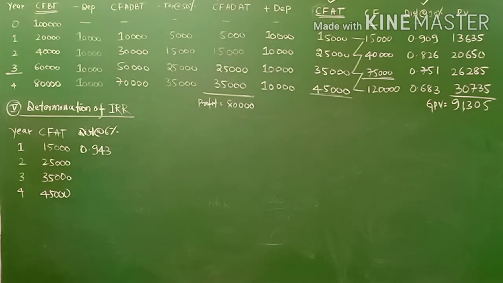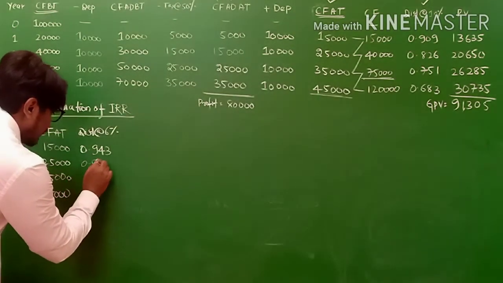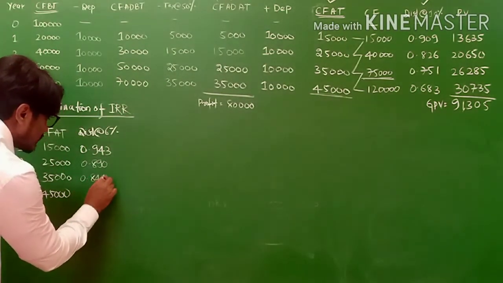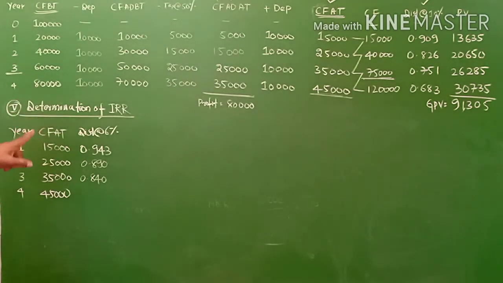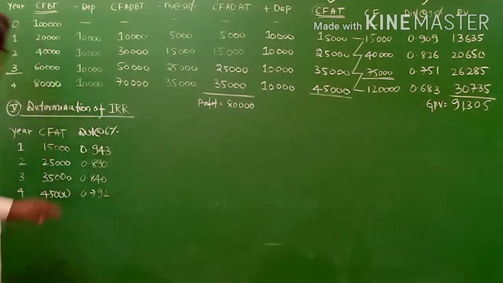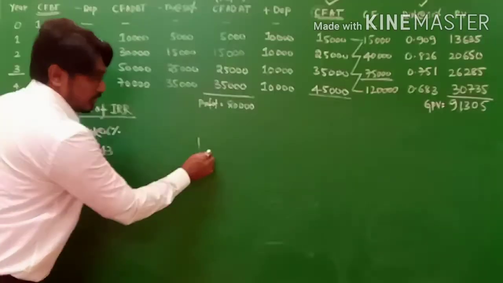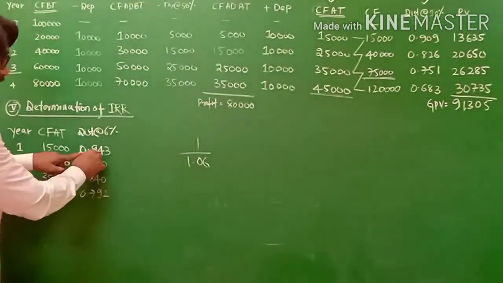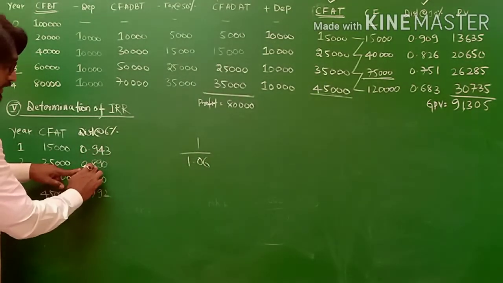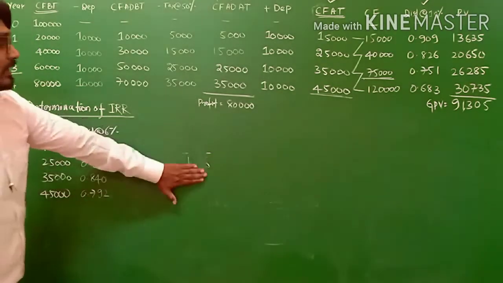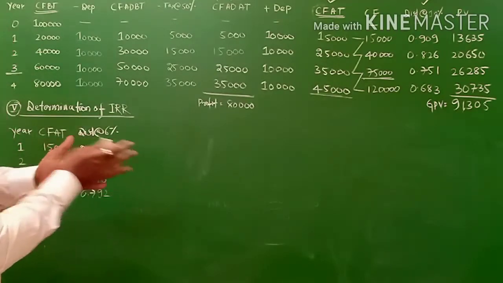0.943, 0.890. In case of 6%, it is 0.840, 0.890, 0.840, and 0.792. So how to get this value? It is very simple. You press 1 divided by 1.06. You get first equal to 0.943, second equals to 0.890, third equal to 0.840, and the last fourth equal to 0.792, my friends. So this is all about at 6%.